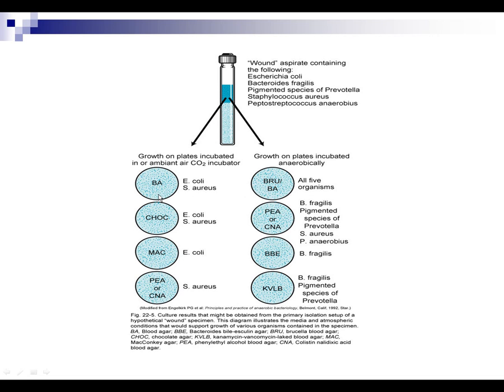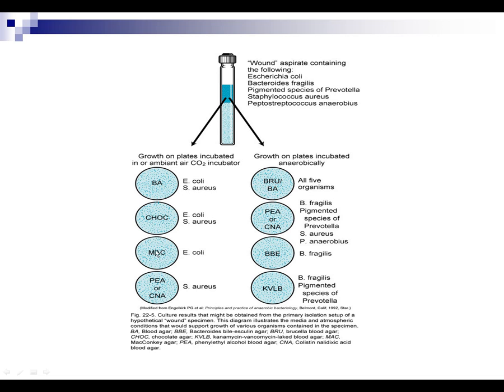So here we can see E. coli and Staph aureus will both grow on blood agar incubated aerobically. And here on Brucella blood agar incubated anaerobically, all 5 organisms will grow on this one plate. Why? Because 3 of these organisms are anaerobes, so they will grow, and these 2 organisms, E. coli and Staph aureus, are facultative anaerobes, so they will also grow if you incubate them anaerobically. So all 5 will grow here, whereas only the 2 facultative anaerobes will grow on your blood agar, incubated aerobically.